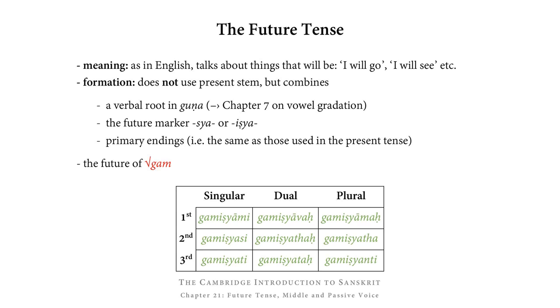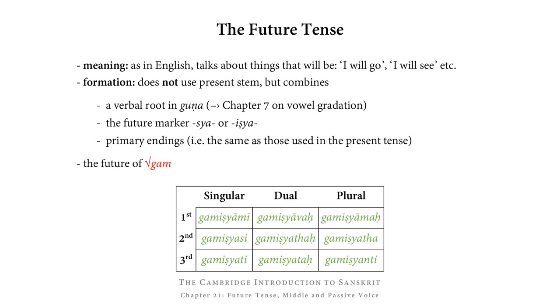The meaning of future forms in Sanskrit is just like that of future forms in English, in that they talk about things that will be. I will go, I will see, he will hear, she will run, and so on. Future forms do not use the present tense stem, but rather they combine a verbal root in guna.